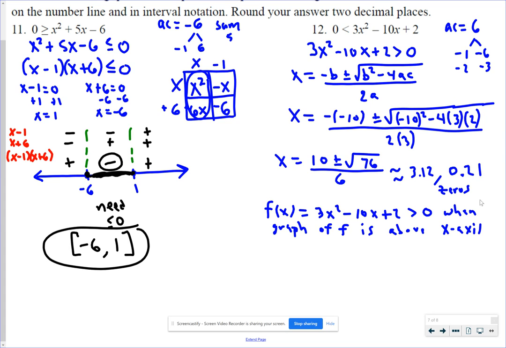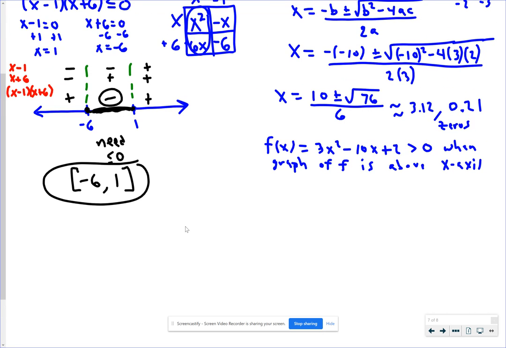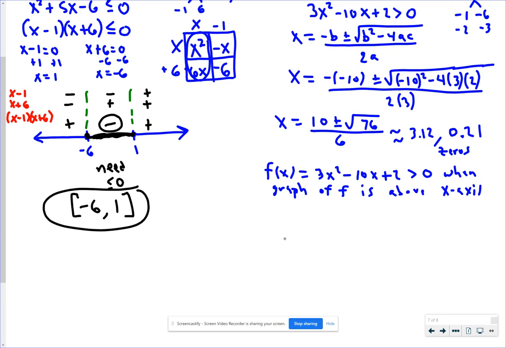So as I draw my number line, and I'm going to extend my page just a little bit here. As I draw my number line, I'm going to split it or put the zeros on the number line. We're using open circles this time because the greater than 0 doesn't include an equal sign. So 0.21 is over here.